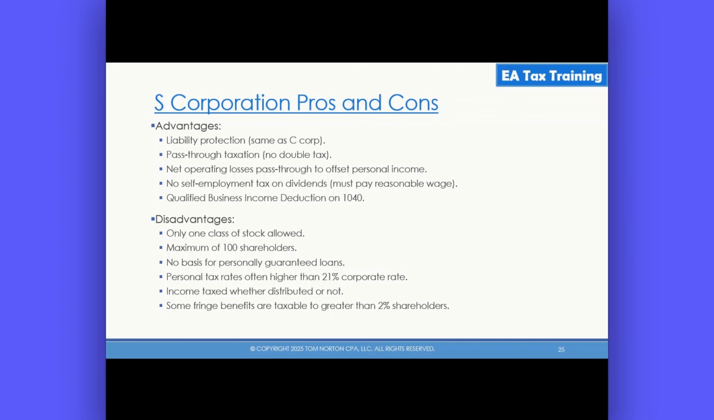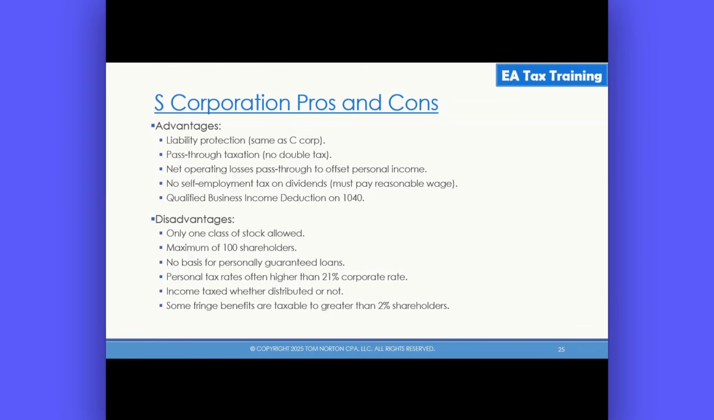The shareholders do not get basis in the S Corp for personally guaranteeing loans. So we talked about this when we were talking about partnerships. Partners do get basis for guaranteeing loans. S Corp shareholders do not get basis for guaranteeing loans, which means S Corp shareholders may not be able to deduct as many losses as a partner in a partnership could.